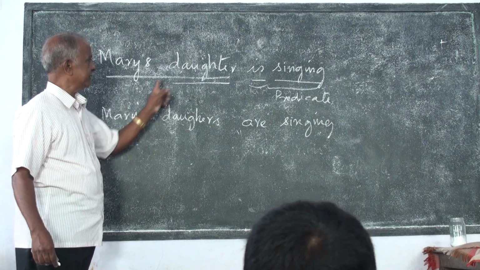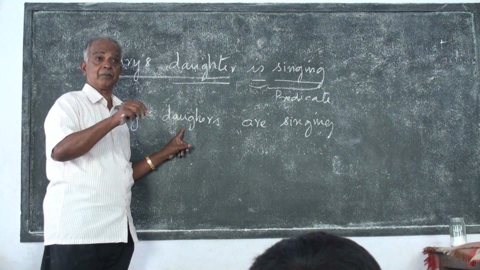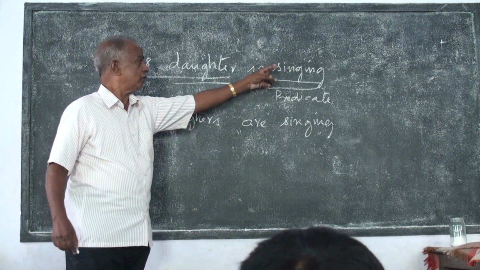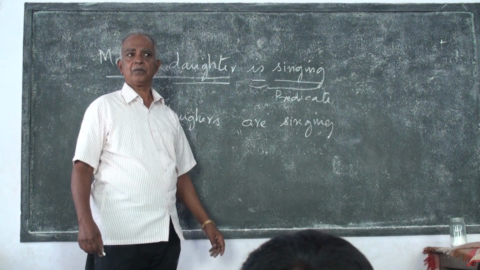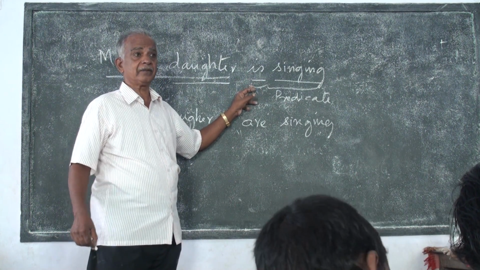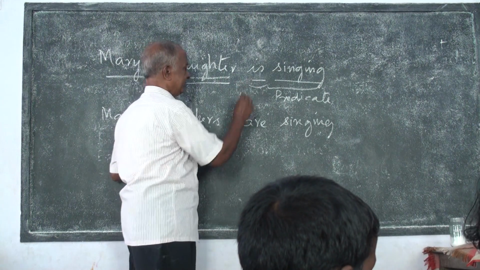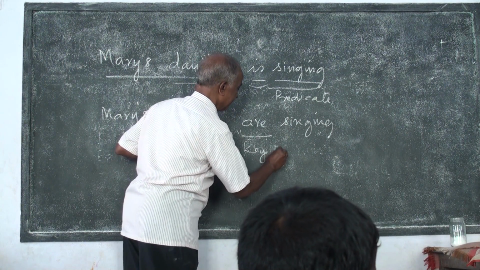So, in this sentence, daughter is important. Here, Mary's daughters are important. So, here only this is changing. So, what is the most important word now? What is the most important word now? He is the predicate word. This is common to both. So, what is the predicate word? Is.